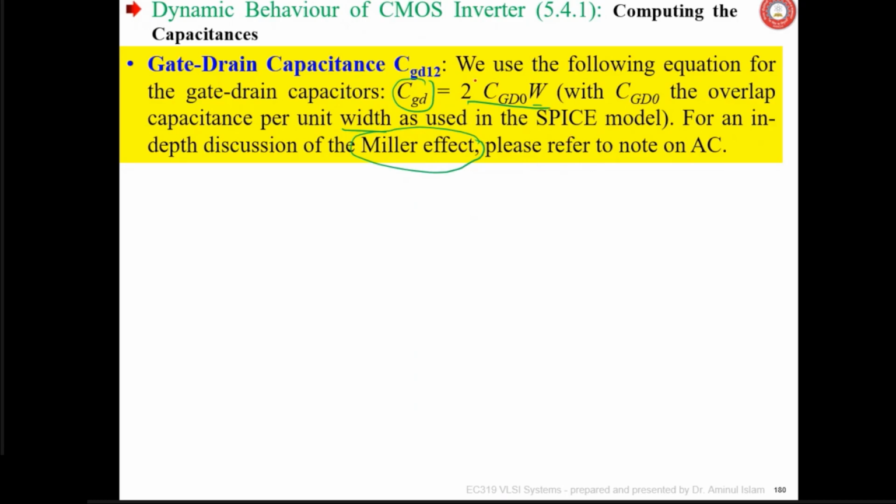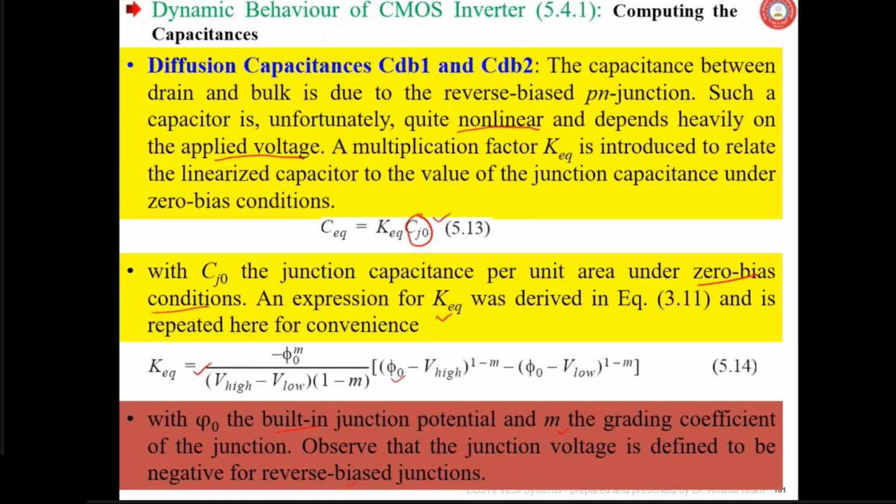We'll end here. We use the following equation for the gate to drain capacitance: CGD equals 2 CGDO into W, where CGDO is the overlap capacitance per unit width as used in the SPICE model. For an in-depth discussion, you might have come across Miller in analog circuits. I think it was discussed, so you can refer back. Anyway, this was good enough to understand. The diffusion capacitance CDB1 and CDB2 will be discussed in the next class.